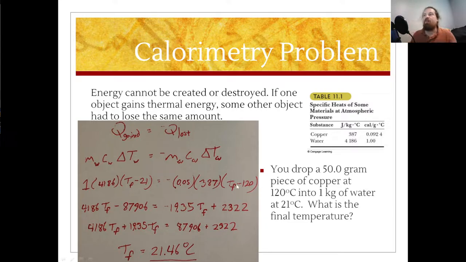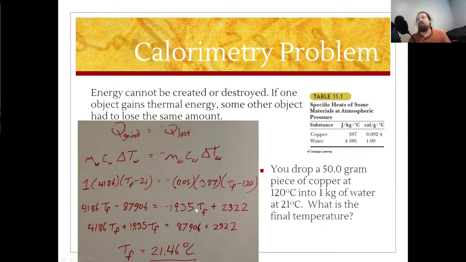I'm going to do the same thing on the right side. So TF times 0.05 times 387 times the negative sign, because that's out front, that's going to get factored in too, will give us negative 19.35 TF. Then negative 120 times 387 times 0.05 times another negative will create positive 2,322. Again, the signs are important here.